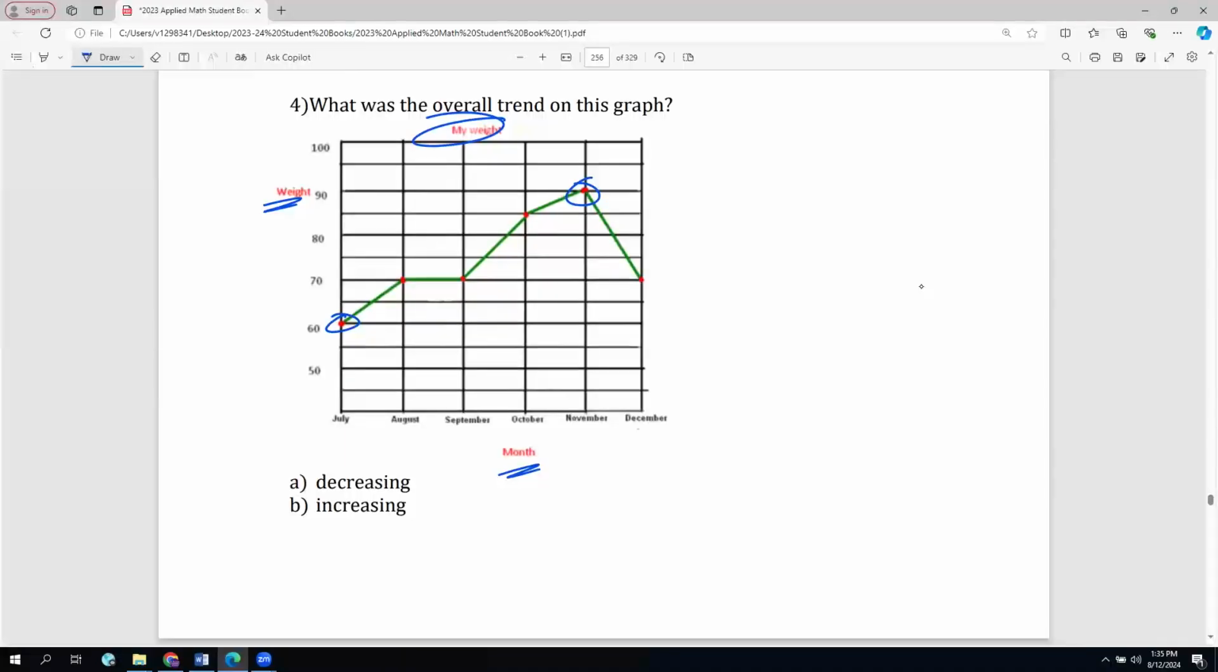Now, the question says, what is the overall trend? Again, remember the word overall is the key word here. You want to look at the whole graph. And by looking at the whole graph, that means you're going to look at every single data point that's been marked along the way. So if this is my start point at July, from July to August, what happened? You'd say, well, it went up. So that's an increase. Exactly. What about from August to September? You'd say, well, nothing happened. So that's no change.